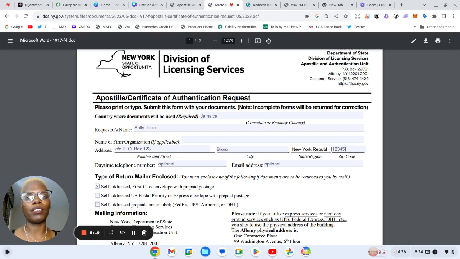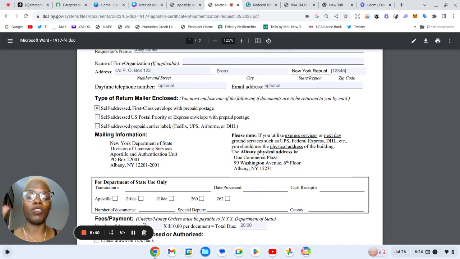Spelling out the republics lets them know that you're acting outside of their jurisdiction and you are aware, right? When you look at the zip code, I keep my zip codes in brackets. I will break down in another video what brackets mean, but again, it's dealing with jurisdiction. Moving on. Daytime telephone number optional, email address optional.